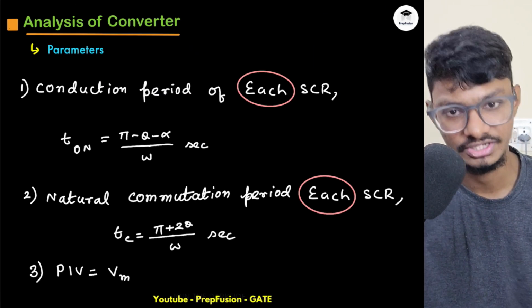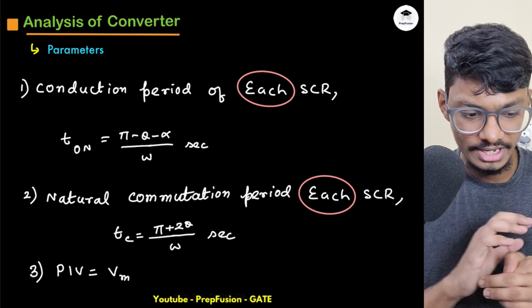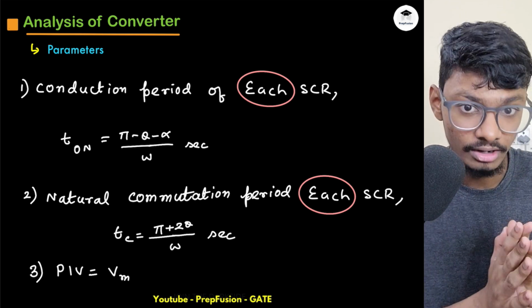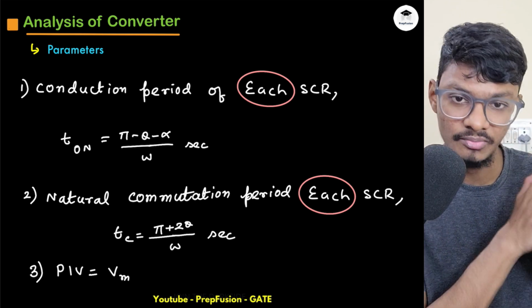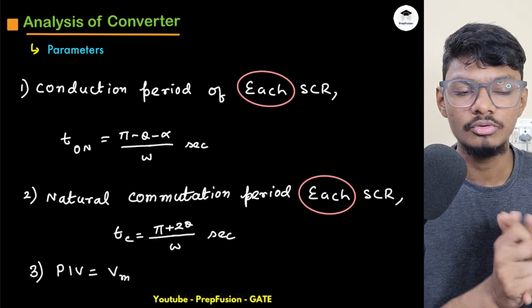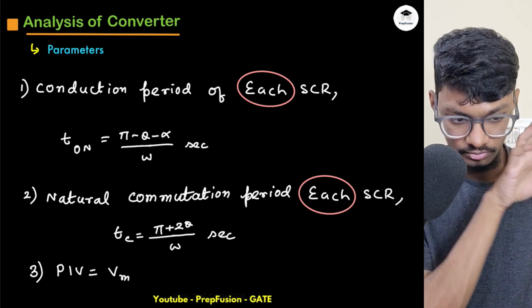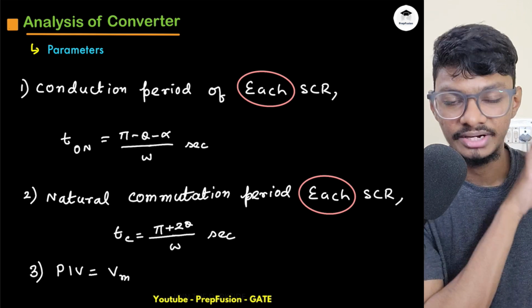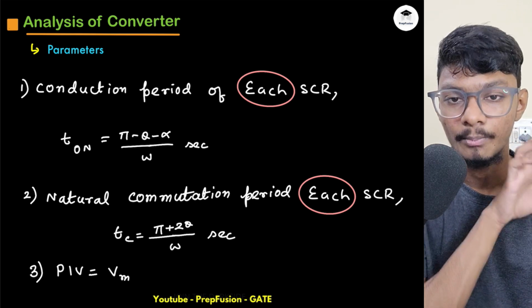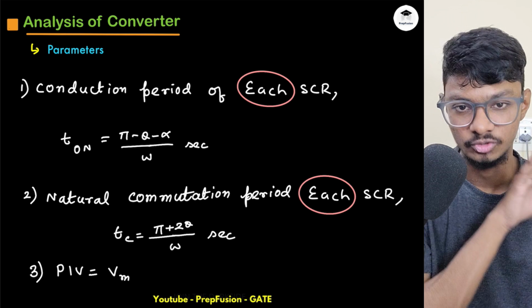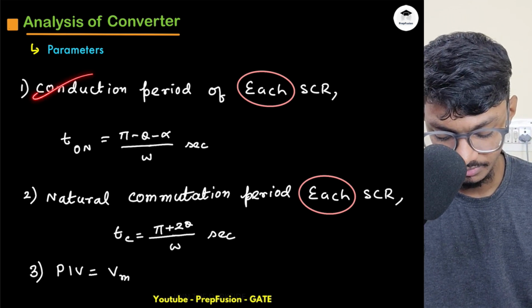What is the conduction period of each SCR? Each SCR starts from alpha and ends at pi minus theta, because after pi minus theta there is natural commutation. So what is the total duration? Duration is final minus initial. Final is pi minus theta, initial is alpha. So pi minus theta minus alpha will be the conduction period of each SCR.